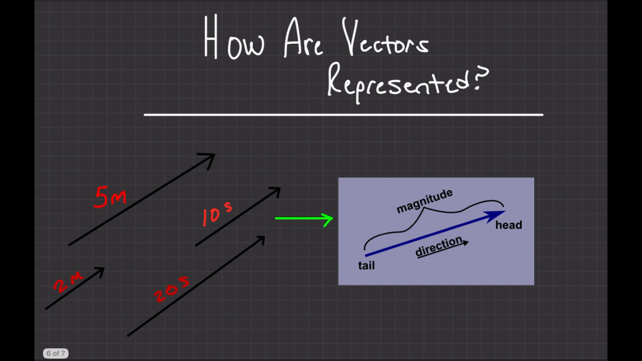Okay? How are vectors represented? Well, they are typically represented as arrows, as you guys see down here. And the length of the arrow represents the magnitude. So we have 5 meters, and then we have 2 meters. While the direction it points indicates the direction.